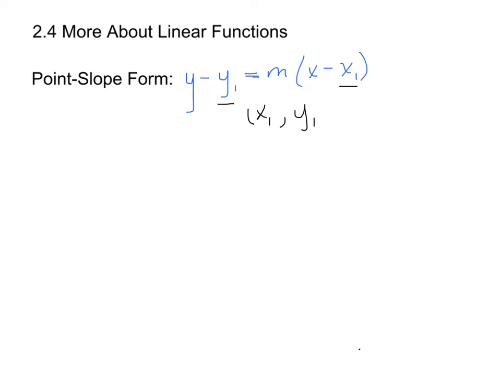X1 and y1. And so that's your point. And then, of course, m represents your slope. So if they tell you that a line passes through a certain point and they give you the slope, the point-slope form helps you.